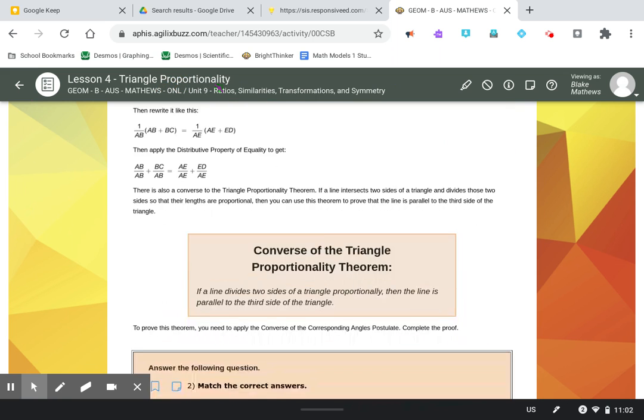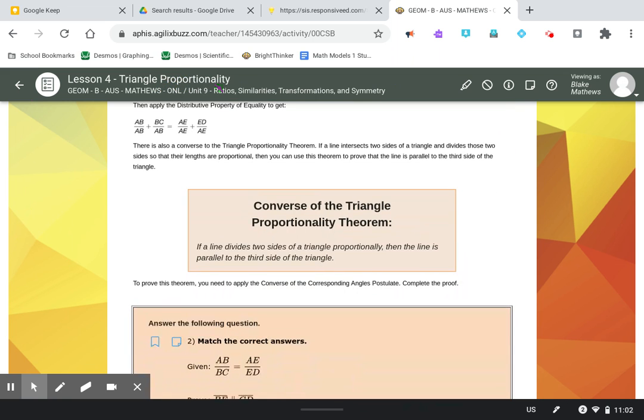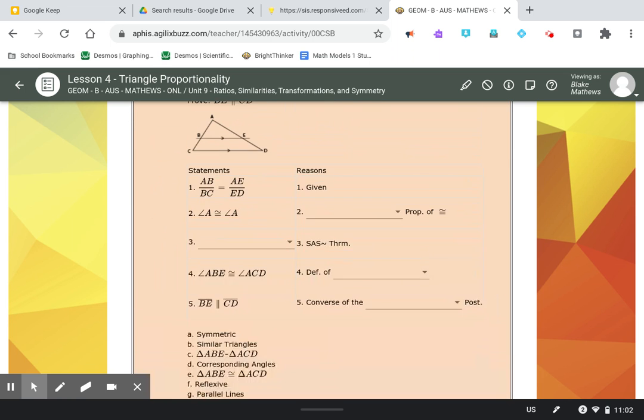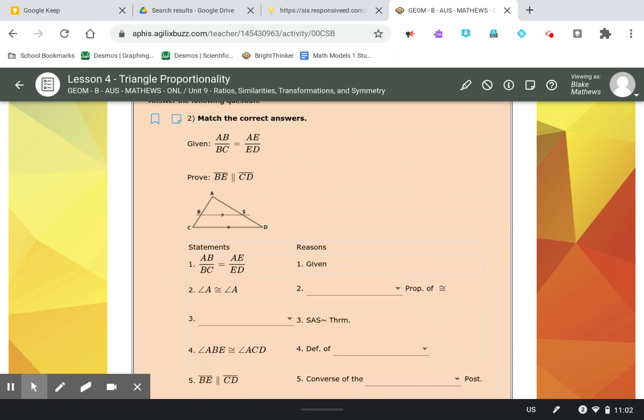And so let's go ahead and jump down. We get the converse. Converse basically says if the sides are divided proportionally, then the line is parallel. So it's the opposite. And so we'll have another proof here. Not too long. So now we say, okay, we have this triangle, and AB and BC is proportional in the same way that AE and ED is. Okay, and so we want to prove that the lines are parallel.